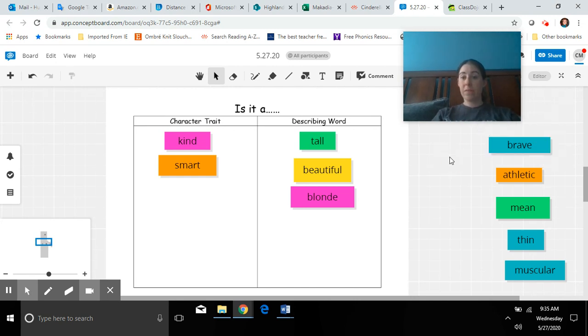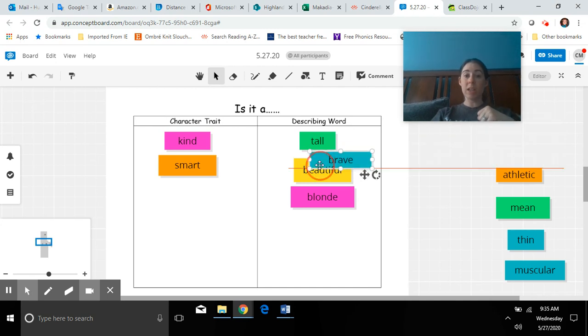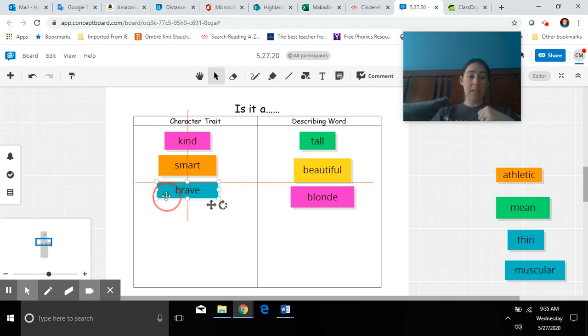Brave. Can I look at someone and just tell by seeing they are brave? Or do I have to know what they say and what they do? That's right. I have to see what they say and what they do. So that must be a character trait. Tells how they are on the inside.